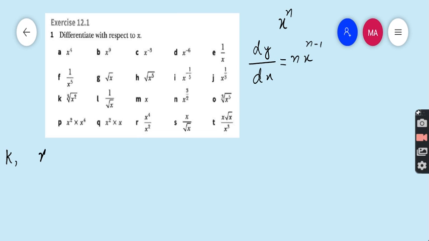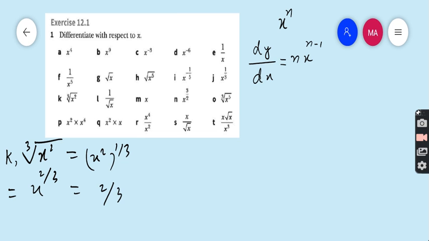Part K is cube root of x square. So cube root means 1 upon 3. Power to the power is multiply, x to the power 2 upon 3. Write power first, subtract 1 from the power. 3 ones are 3, minus 3 plus 2 is minus 1 upon 3. So part K answer is 2 upon 3 x to the power minus 1 upon 3.